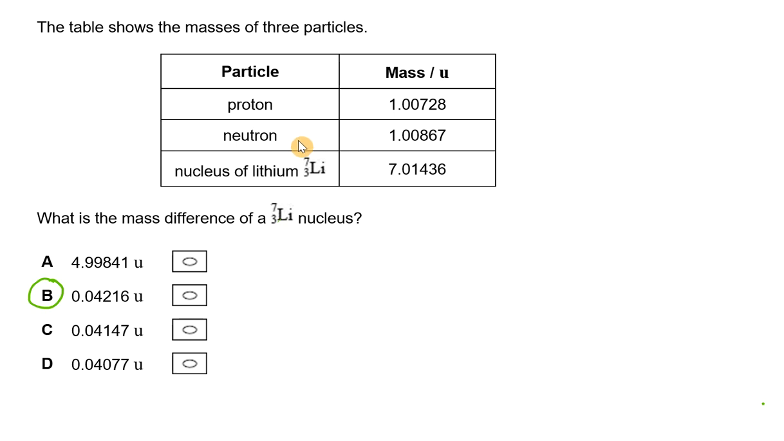When we put these protons and neutrons into a nucleus, they have a smaller mass, and that mass is called the mass defect. I'm not sure why it's called the mass difference here. I would call it the mass defect: the difference between the mass of the protons and neutrons on their own and their mass when they're in a nucleus. So the first thing we need to do is find out how much these protons and neutrons would weigh if they were just on their own in space.